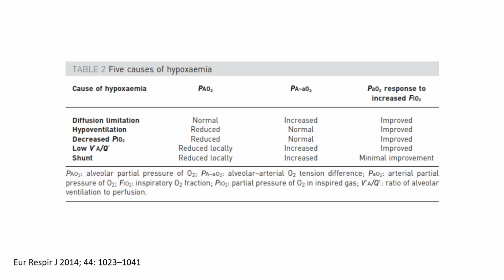Here we talked about all the 5 causes, and you realize that only one of them has minimal improvement with the use of FiO2, and that's the shunt. The rest of them respond very well to giving oxygen.